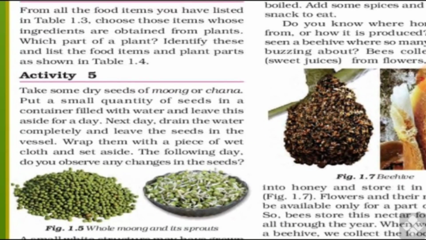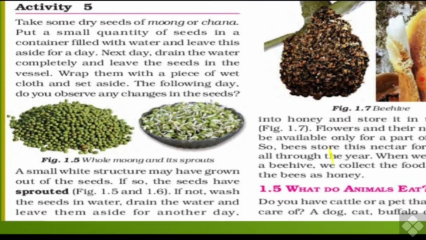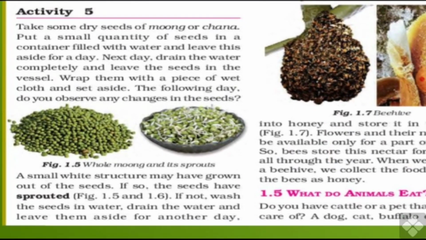Here we have taken the dry seeds of moong or chana. We put a small quantity of seeds in a container filled with water and leave it aside for a day. The next day, you drain the water completely and leave the seeds in the vessel, or wrap them with a piece of wet cloth and set it aside. What do we see the following day? We see the sprouts, the white colored structure which is coming out from the seeds.